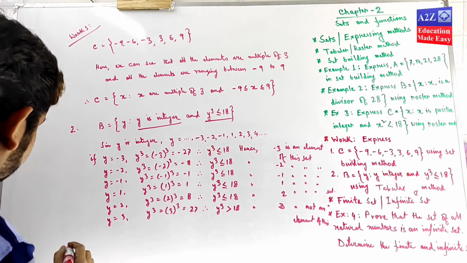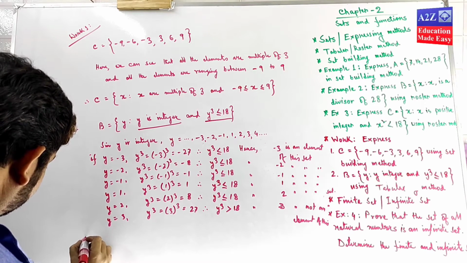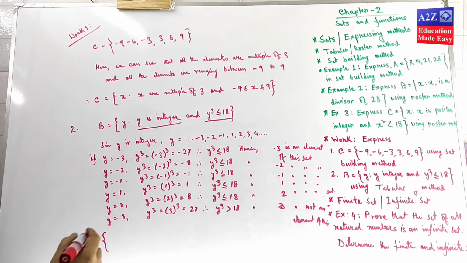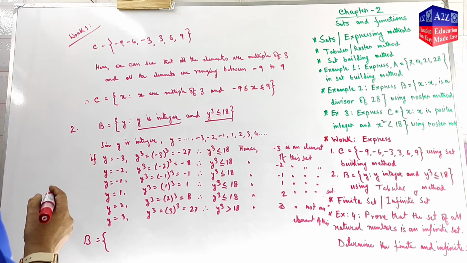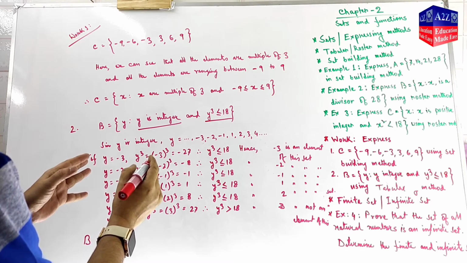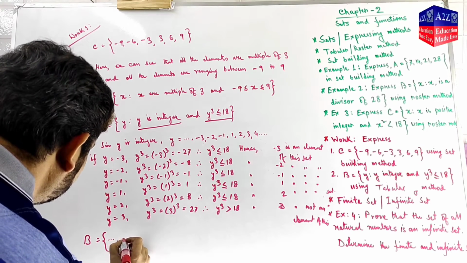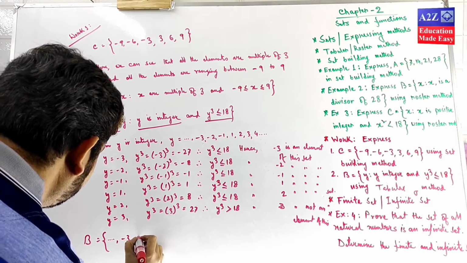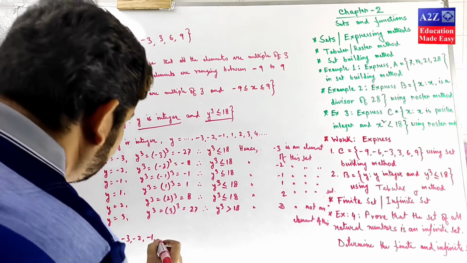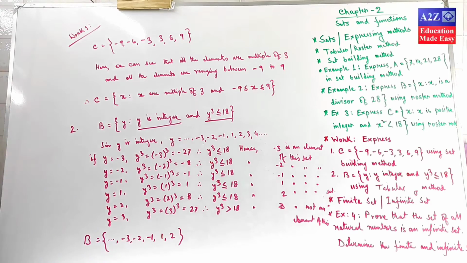So what will be the set? Now we would like to prepare the list. Say for example the set is B, and the listed elements will be: all the negative elements are acceptable, but we are using just -3, -2, -1, and in case of positive elements only 1 and 2 are acceptable. So this is the answer.